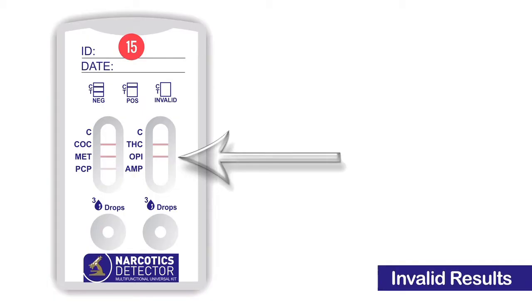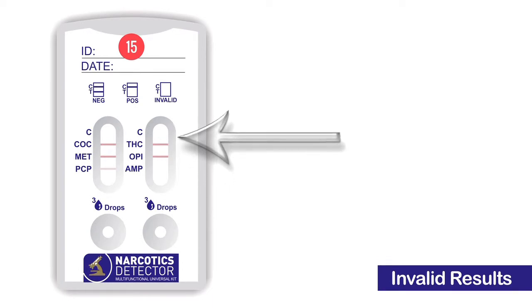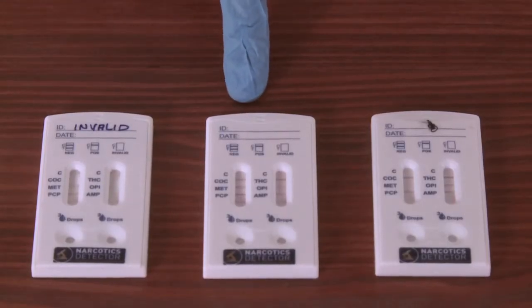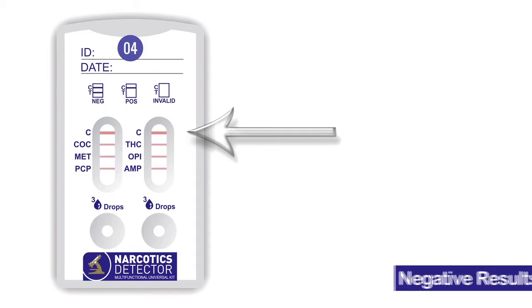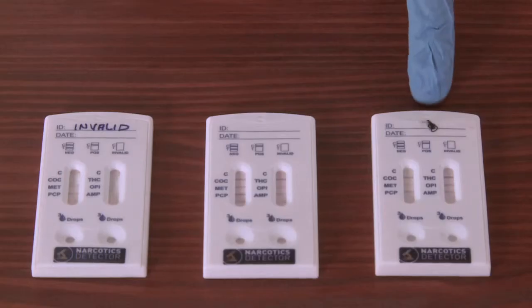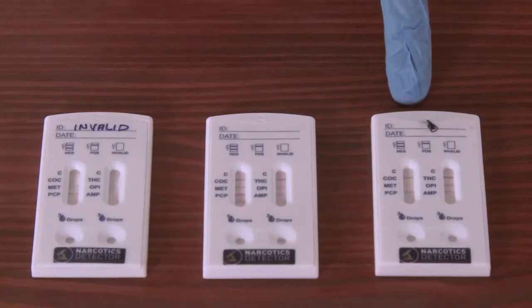Although there are lines appearing at the substances, there are no lines at the control area, which makes this invalid. The second test is an example of a negative test. You see lines appearing at the control area, as well as lines at the substance area. This is an example of a positive test.